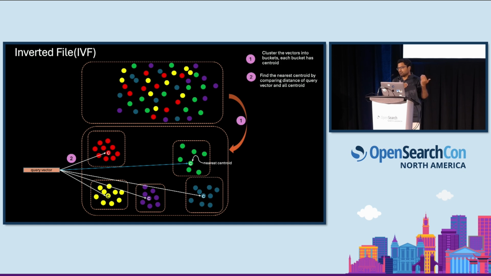Now, as the ingestion flows in, as the vectors come in, you compute the distance of every vector to the centroid and try to put it in the closest bucket. Now, during search, the search query is also evaluated against these centroids, and it figures out the closest bucket, and then dives into the bucket, and then does a brute force search and figures out the k neighbors.